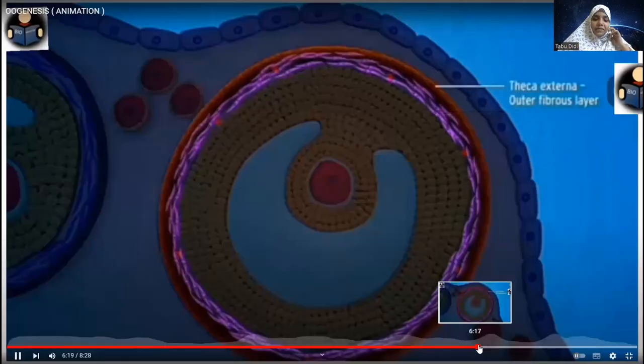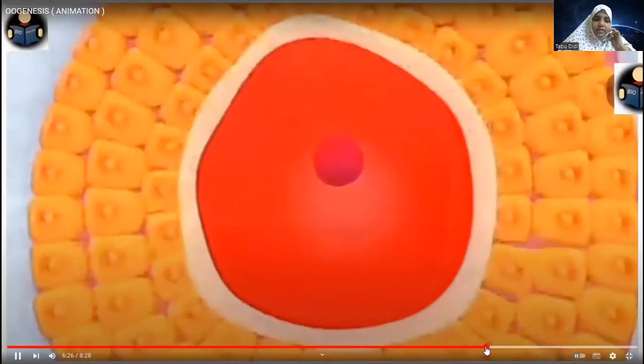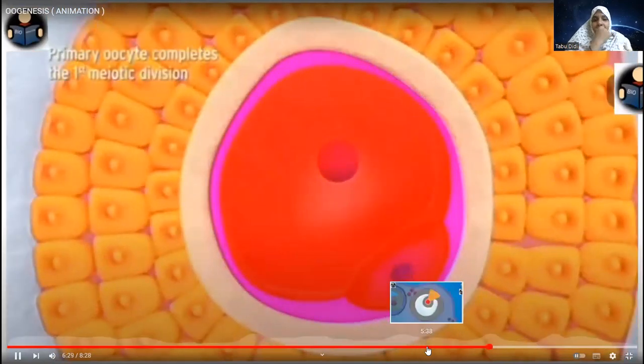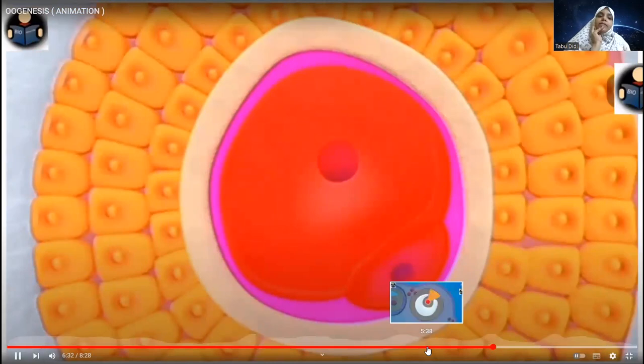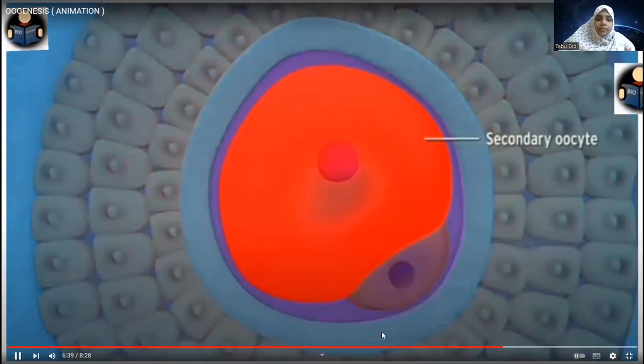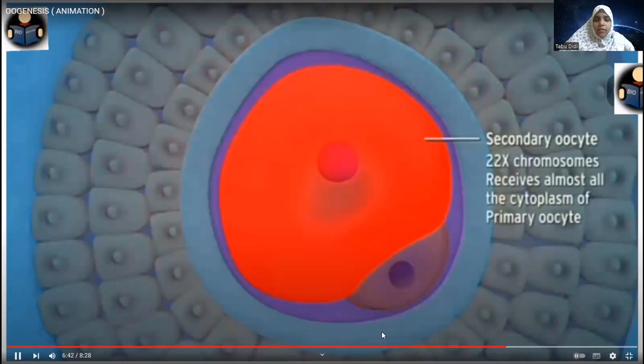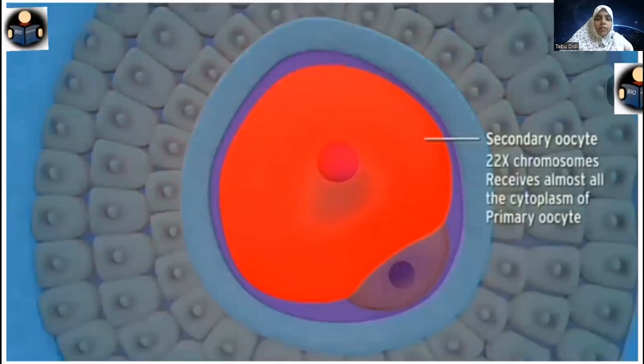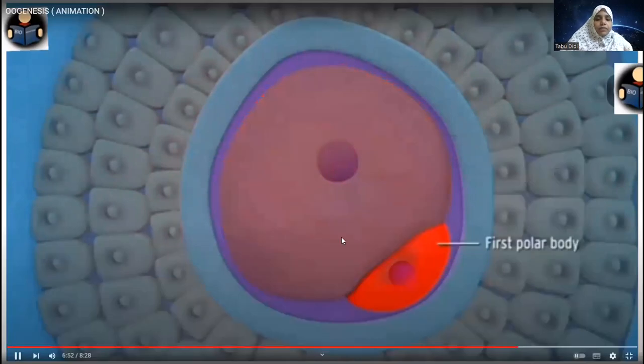And theca externa, the outer fibrous layer. At this stage, the primary oocyte completes the first meiotic division to form the secondary oocyte and the first polar body. The secondary oocyte consists of 22 X chromosomes and it receives almost all the cytoplasm of the primary oocyte. The first polar body consists of 22 X chromosomes and a scanty amount of cytoplasm.